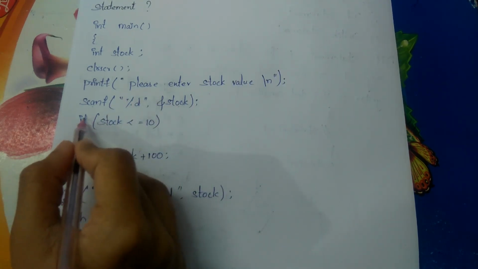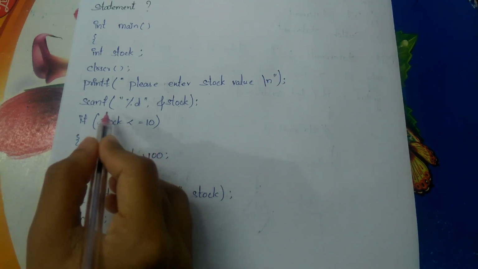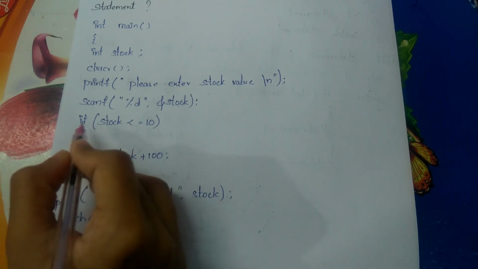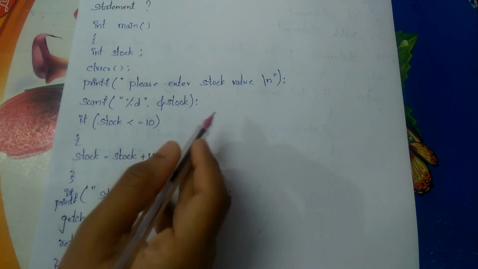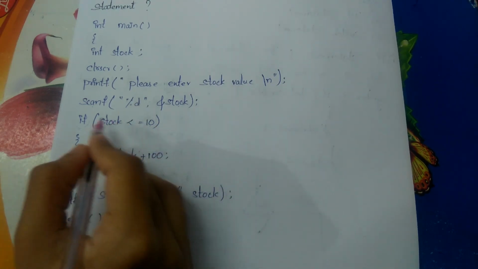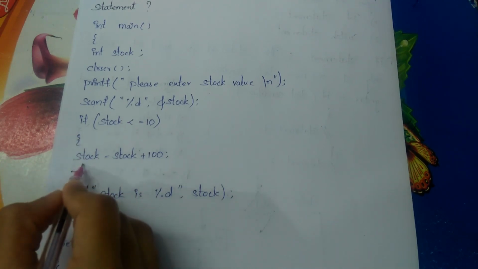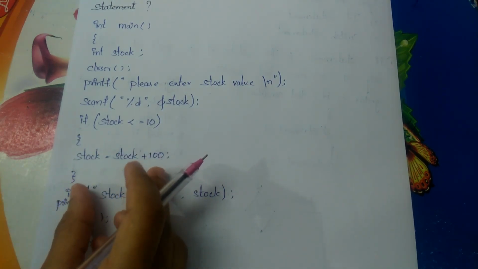Now by the simple if statement, I want to print this. First I am using the if keyword: if stock is less than or equal to 10. So whatever value we have given, if that stock is less than or equal to 10, then stock = stock + 100. This statement will be evaluated.